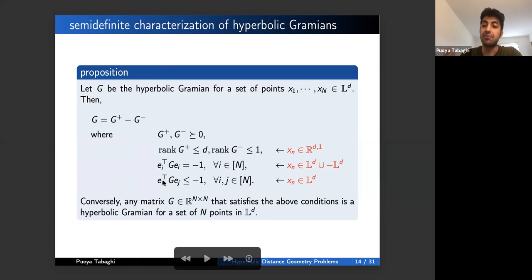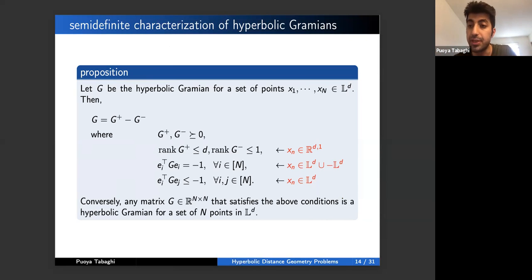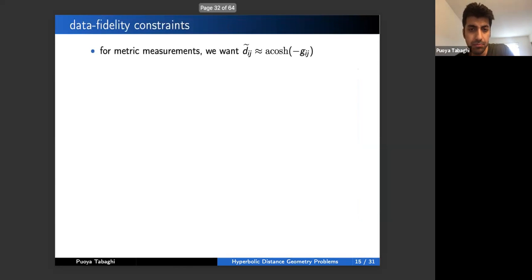And by the way, we have the converse as well. So any matrix that satisfies these constraints is a hyperbolic Gramian, a proper hyperbolic Gramian for a set of endpoints in D-dimensional space. Okay, so now we want to solve DGP in hyperbolic space.